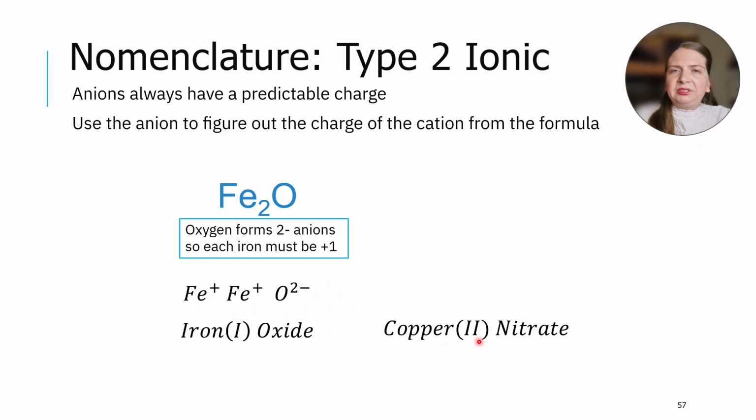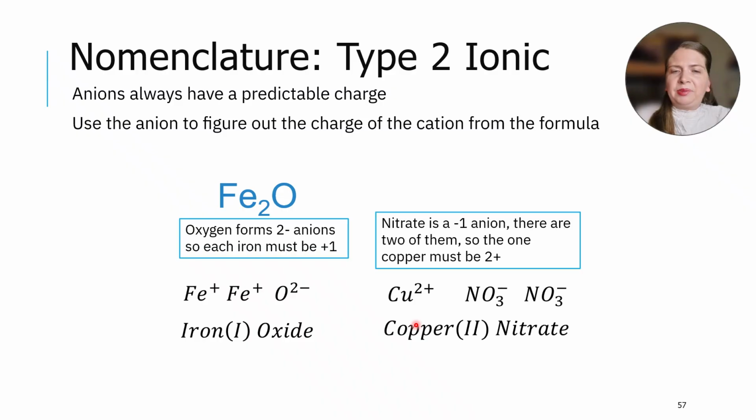Next, let's convert the name copper(II) nitrate into a chemical formula. The Roman numeral tells us that copper has a 2 positive charge. Nitrate is a polyatomic ion with the formula NO3 1-. Since copper has a 2 positive charge, we need to have 2 nitrate ions to balance the charge. The chemical formula is Cu(NO3)2.